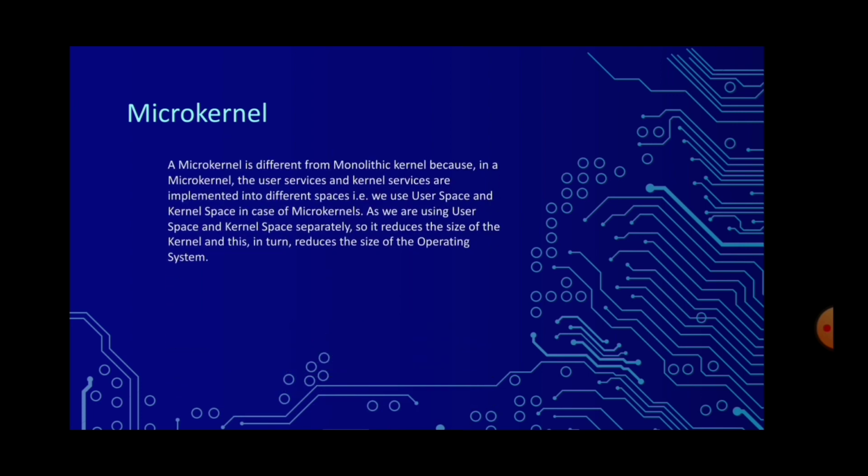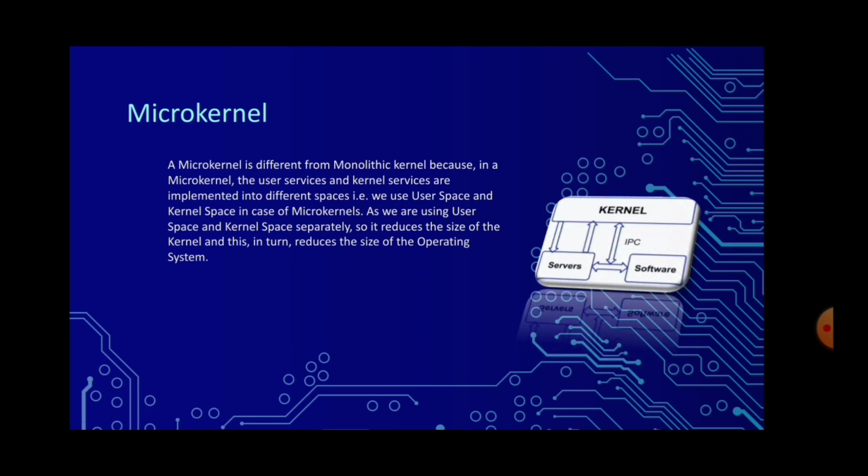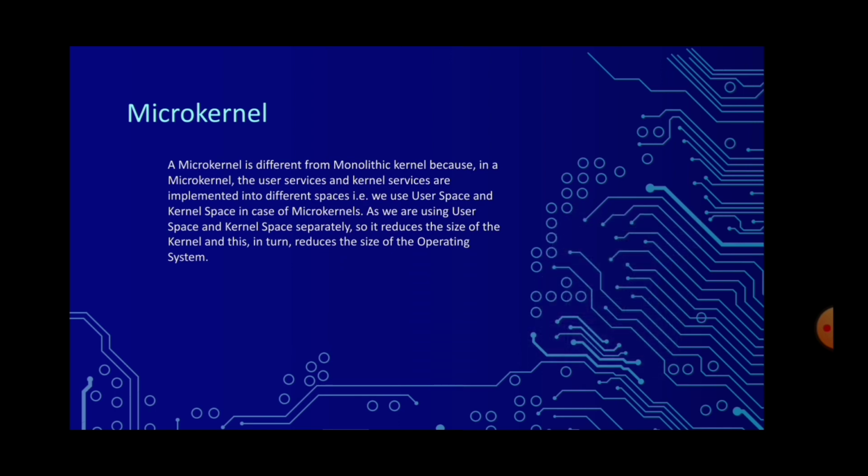Microkernel. A microkernel is different from a monolithic kernel because in a microkernel, the user services and kernel services are implemented in different spaces. That is, we use user space and kernel space in the case of microkernels. As we are using user space and kernel space separately, it reduces the size of the kernel, and this in turn reduces the size of the operating system. As we are using different spaces for user services and kernel services, the communication between application and services is done with the help of message passing, and this in turn reduces the speed of execution.